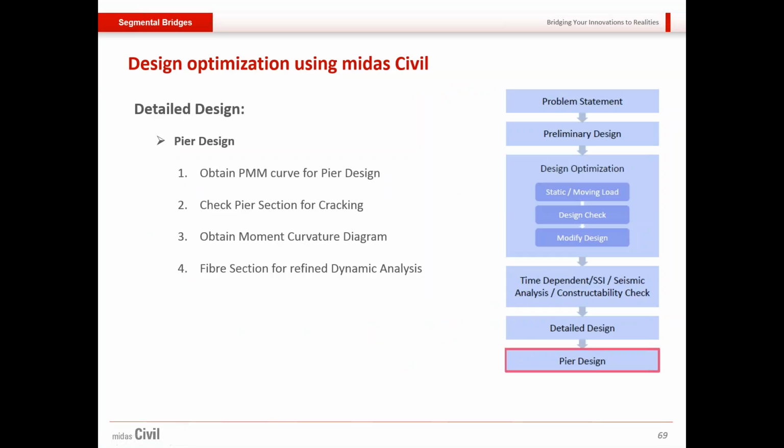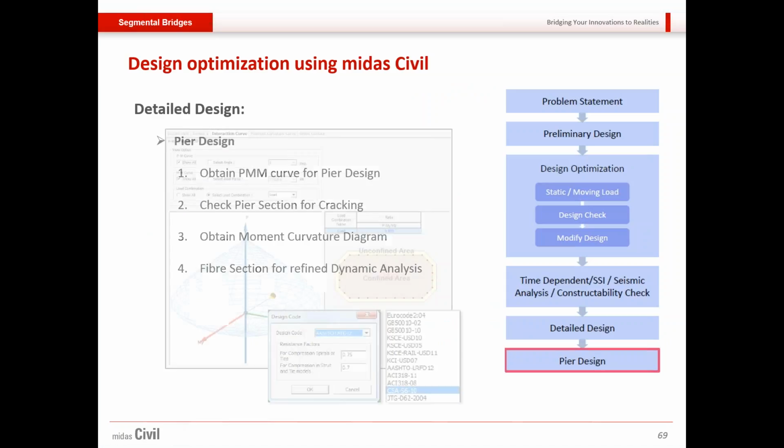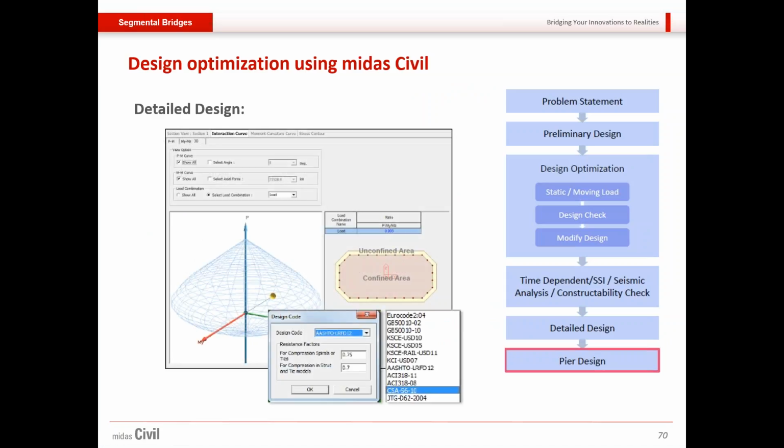Besides that, you could check the pier for cracking, obtain moment curvature diagram, and if you want to go for a very detailed analysis, you could go for fiber section analysis. Okay, so this is the kind of output that you would get. Besides that, actually, MIDAS Civil also has a general section designer. So say if the pier has certain irregular shape, which is not available in the software, for that kind of irregular shape as well, you could perform design using MIDAS Civil GSD, that is General Section Designer module.